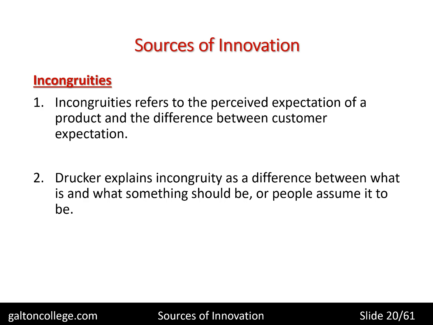Drucker explains incongruity as a difference between what is and what something should be, or people assume it to be. Sometimes companies may launch a product aimed at a particular sector of the market and find that the product is not working very well within that sector. However, it is successful in a different part of the market, one which was not in their planning horizon at the start, one they were not targeting. They put it out in the market and found that other people were using it for a different purpose. And that sometimes happens.